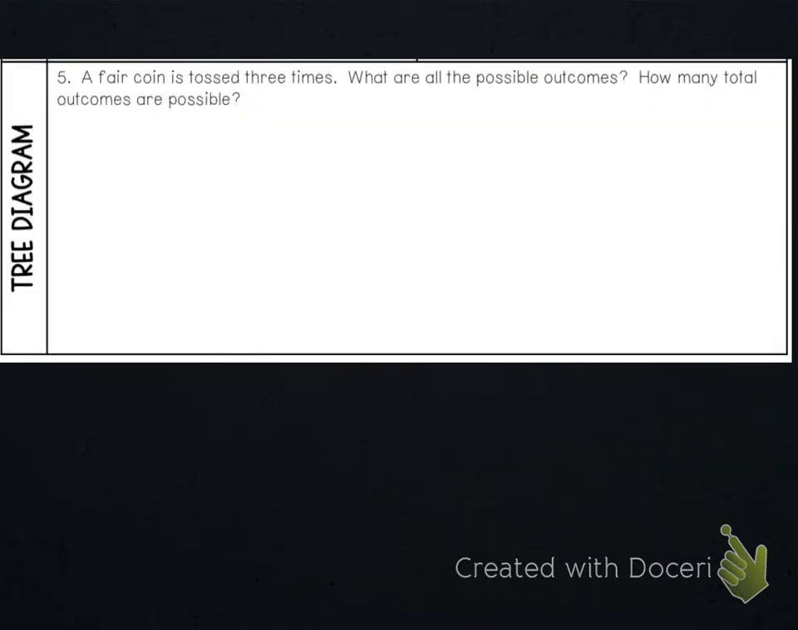Okay, let's go to number 5. So number 5 says a fair coin is tossed 3 times. What are the possible outcomes and how many total possible outcomes are there? So this, we're doing a tree diagram, okay? So it says that a fair coin is tossed 3 times. This means I'm going to have 3 tiers. Okay, so I flipped the coin once. What are my possible outcomes? Heads or tails. Okay, so that was my first flip, so that's 1 tier.